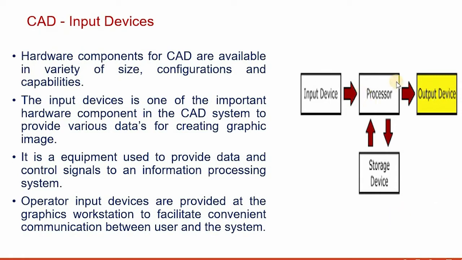The system shows the processor, input devices, output devices and memory storage devices. These are the major components of the hardware in the CAD system. The input device is one of the major components and an important tool in the CAD system. It is equipment used to provide data and control signals. Not only does it provide data, it also controls the signals to an information processing system.